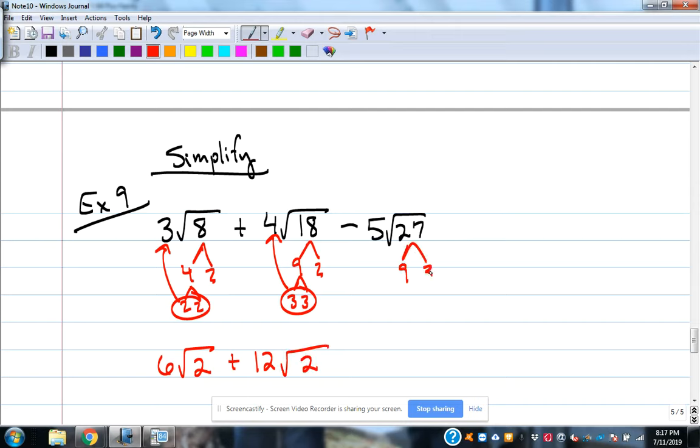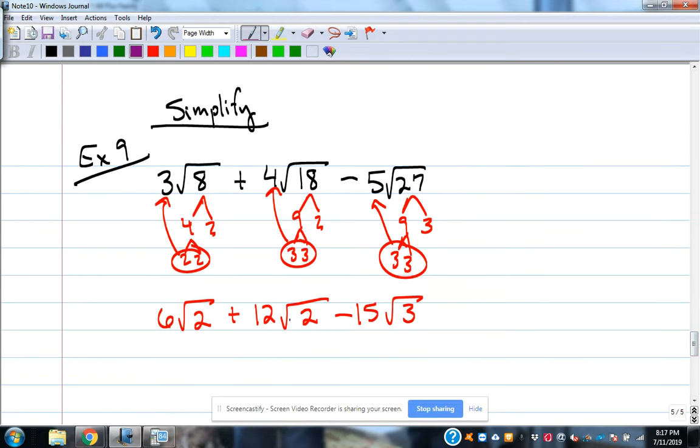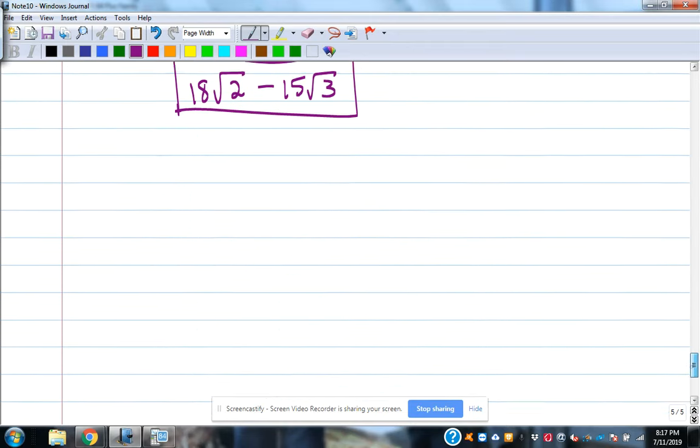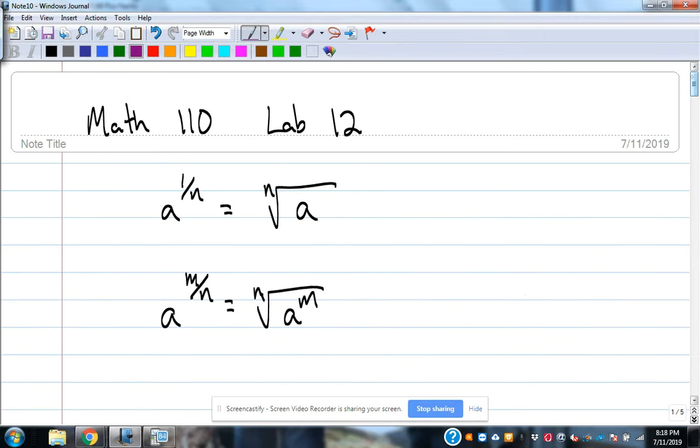27 does break down to 9 times 3. 3 and 3, there's a pair of 3's. That's going to be minus 15 square root of 3. Two of these things are the same, and one is not like those. So we have those two like terms: 6 plus 12 would be 18, and the radical 2 stays. Minus 15 radical 3. And there is the simplified version. Again, you have to have radicals with the same index, and they have to have the same number underneath the radical in order to be like terms to simplify. That's for lab number 12, Math 110.